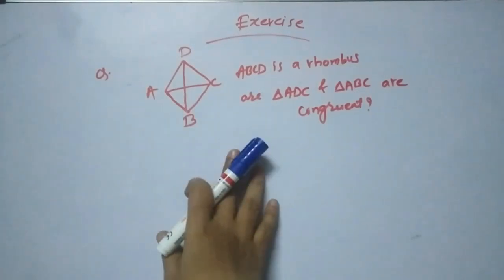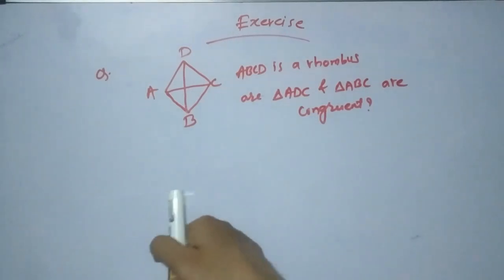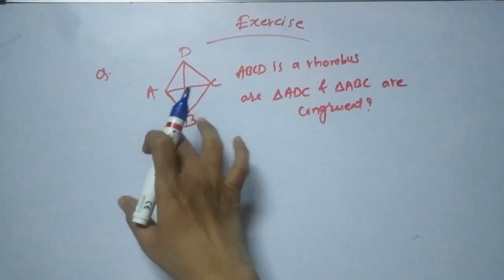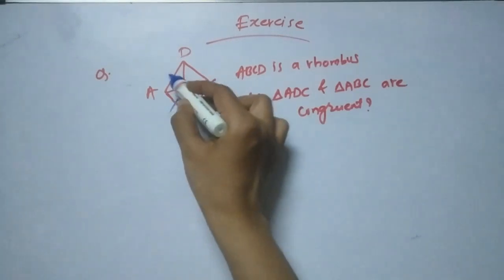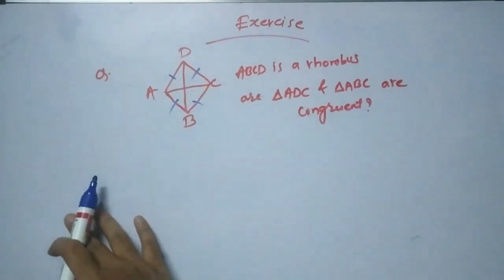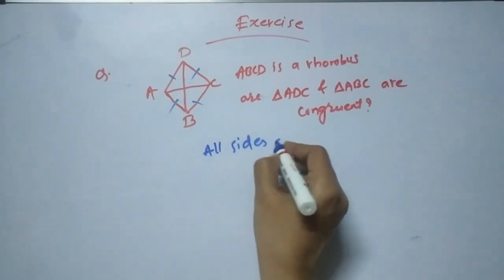So dear students, now we are going to see the exercise related to the congruence lesson. Here is a question. Given that this ABCD is a rhombus, so we know that it is a rhombus, it means all the sides are going to be equal. So all sides are going to be equal.